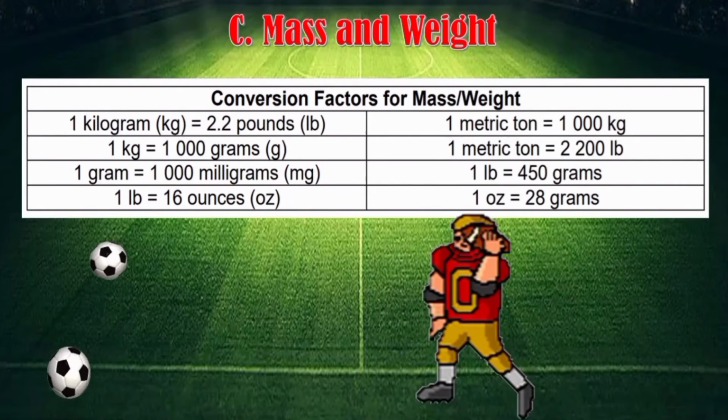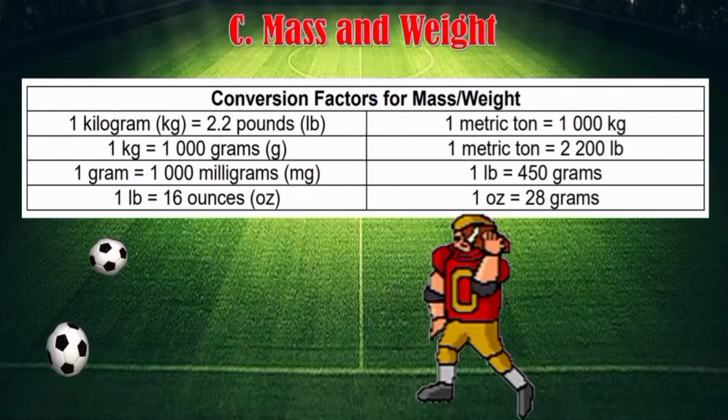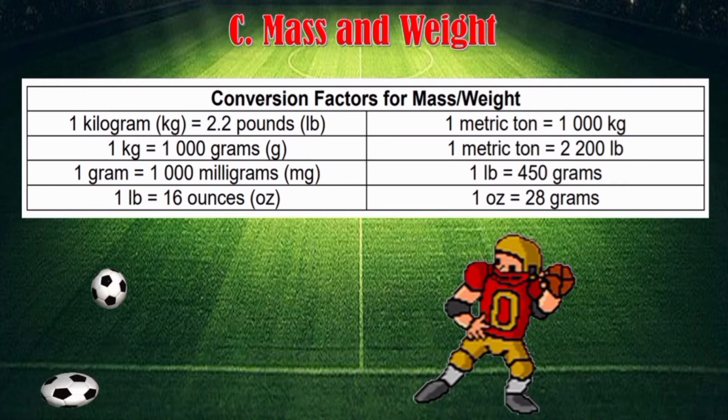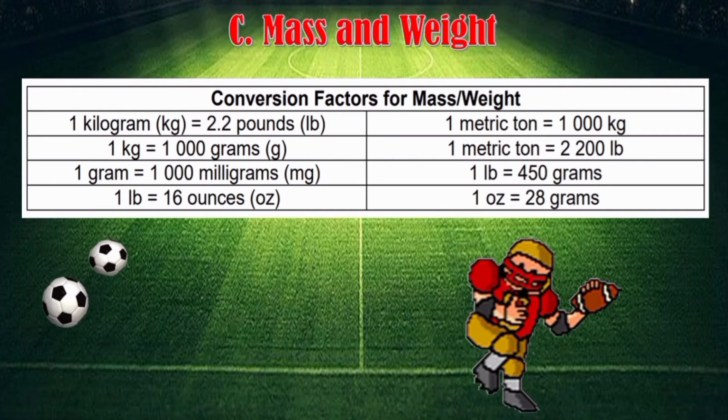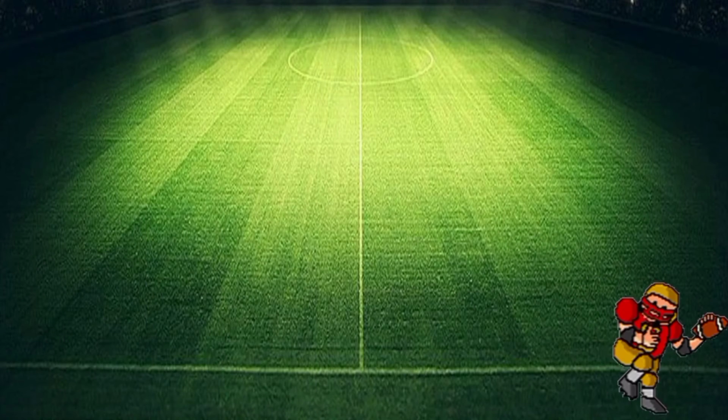We also have 1 metric ton is equivalent to 1,000 kilograms. 1 metric ton is also equivalent to 2,200 pounds. 1 pound is equivalent to 450 grams. And 1 ounce is equivalent to 28 grams.